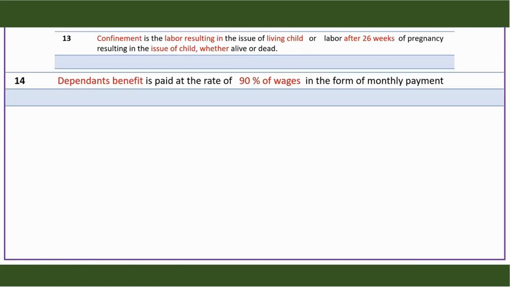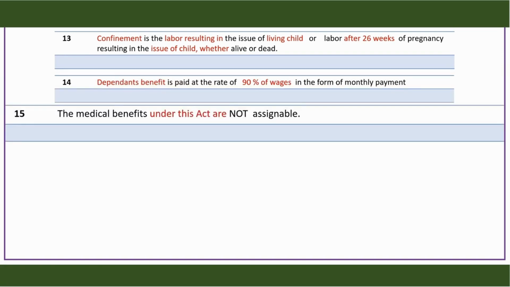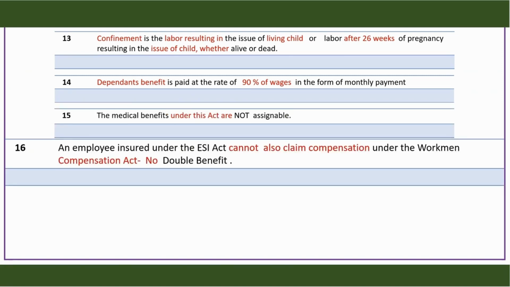under the Act. There is a dependent's benefit which is paid at 90% of wages in the form of monthly payment to the dependents. Whatever benefit a person gets under ESI Act, it cannot be assigned to a third party. There are certain benefits which can be claimed both under Workmen's Compensation Act and also ESI Act. ESI Act makes it clear that there can be no double benefit. It is either or. Either you take it under ESI Act or under Workmen's Compensation Act, not under both.